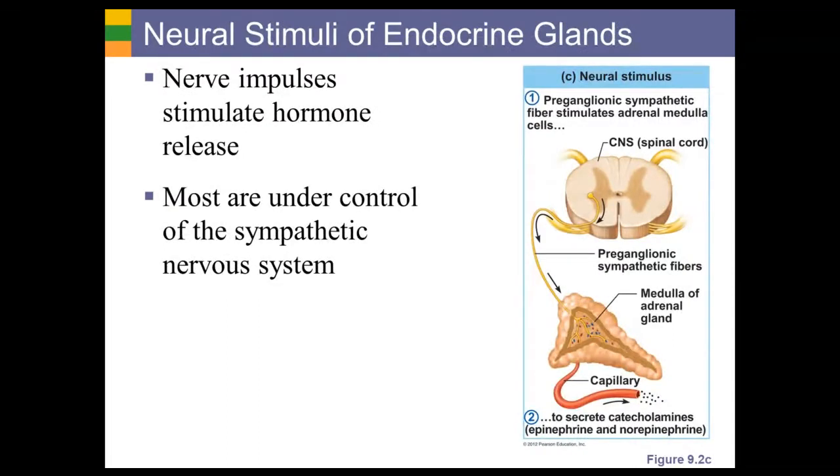Okay, so here we have an example of a neural stimulus. Your adrenal medulla releases epinephrine and norepinephrine in response to nervous stimulation from the sympathetic nervous system. Okay, the sympathetic nervous system sends action potentials to the adrenal medulla and causes the release of epinephrine and norepinephrine. What you know as adrenaline and noradrenaline, right? That's an example of a neural stimulus causing the release of a hormone.